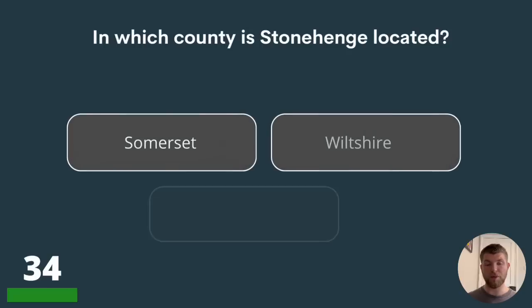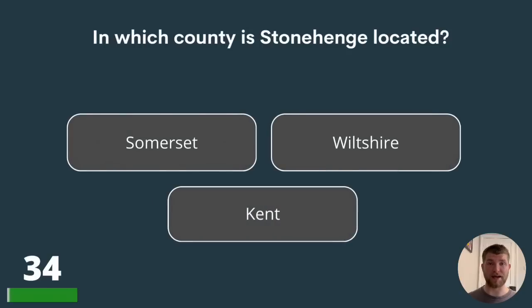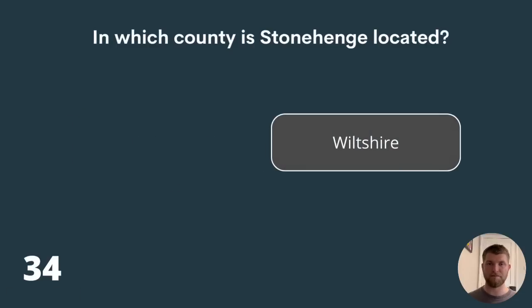34. In which county is Stonehenge located? I'll repeat that. In which county is Stonehenge located? Is it Somerset, Wiltshire, or Kent? Stonehenge is in Wiltshire.